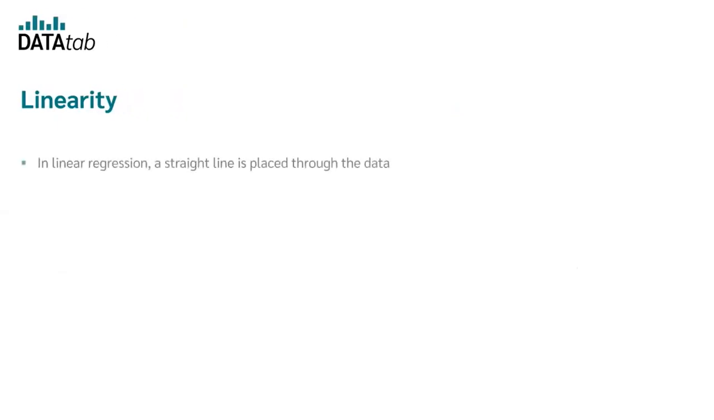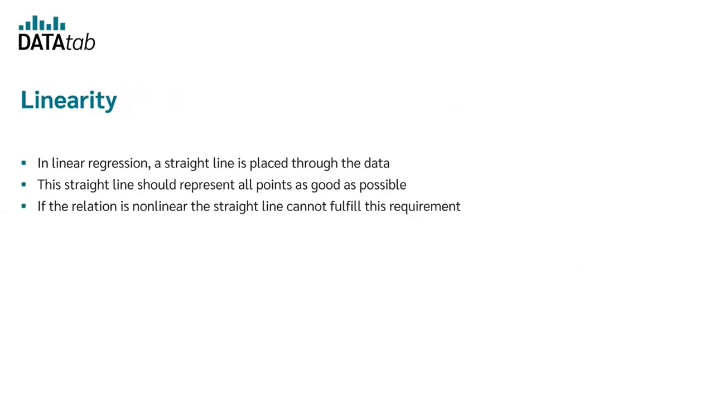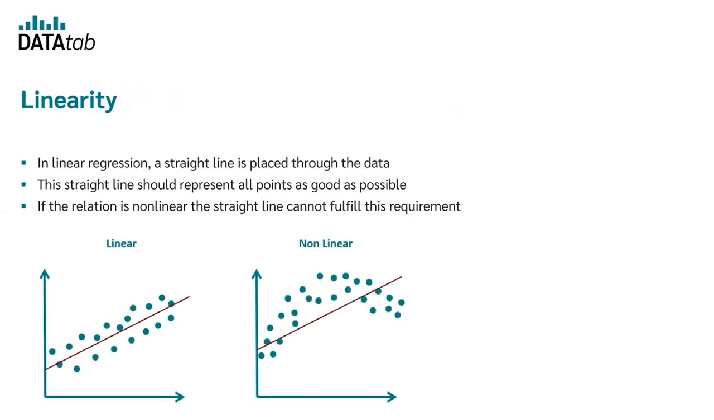Let's get started. In a linear regression, a straight line is drawn through the data. This straight line should represent all points as good as possible. If the points are non-linear, the straight line cannot fulfill this task. Let's look at these two graphs. In the first one, we see a nice linear relationship between the dependent and the independent variable. Here, the regression line can be drawn in a meaningful way.